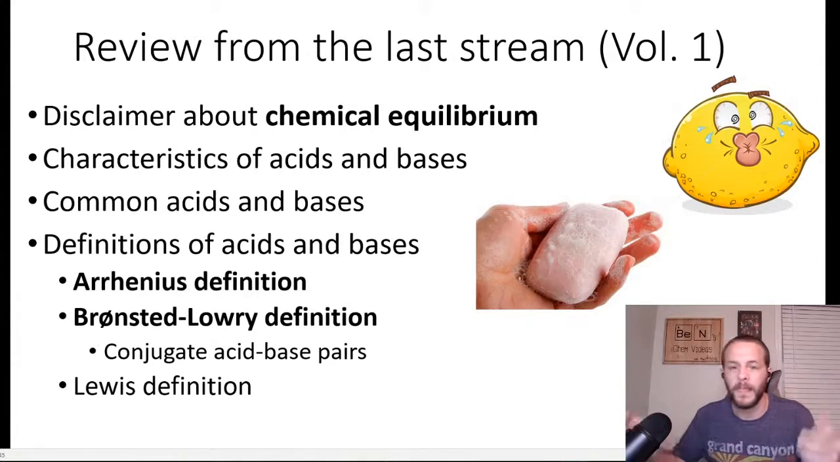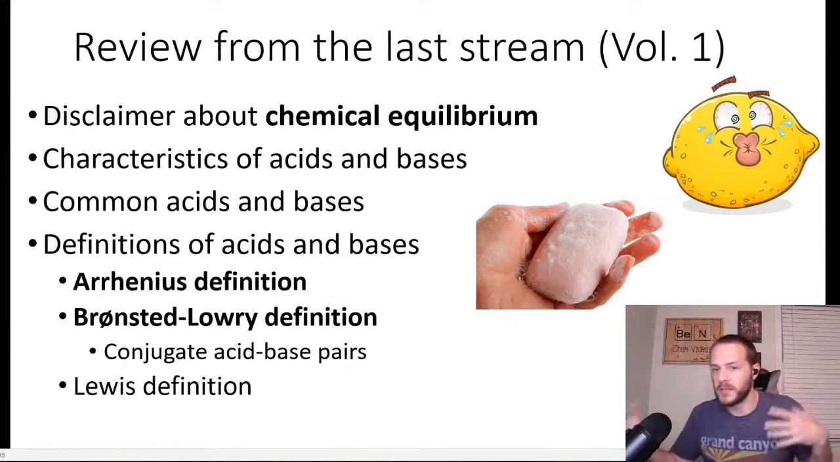So we talked about that little chemical equilibrium disclaimer. We also talked about some general characteristics of acids and bases. For instance, acids tend to taste sour. Some of them can dissolve some metals. They tend to turn blue litmus paper red, and they tend to neutralize bases.